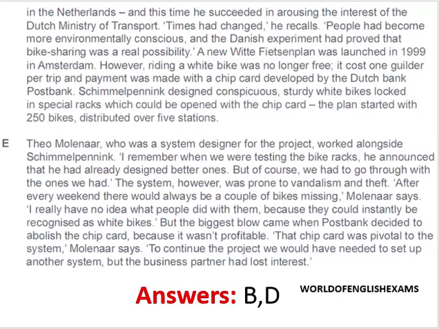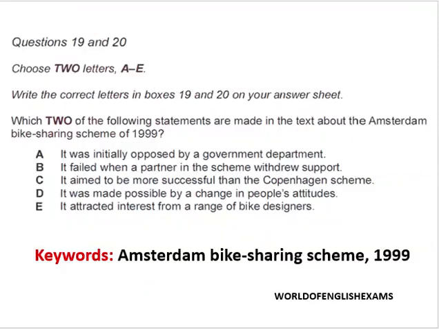So now let's go back to the options and select the correct ones. Remember, you need to pick 2 correct options. A: It was initially opposed by a government department. Did we read anything about a government department? No, that's not related to this particular scheme. It failed when the partner withdrew support. Is it correct? Yes, we did read that in the last sentence.